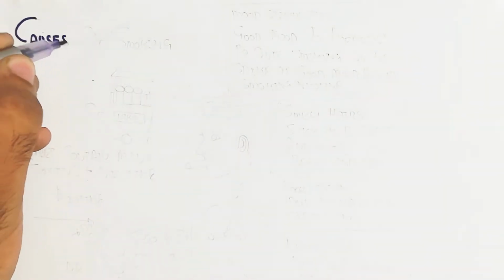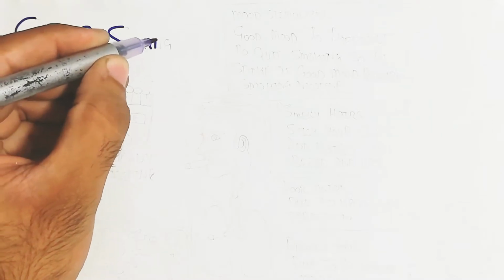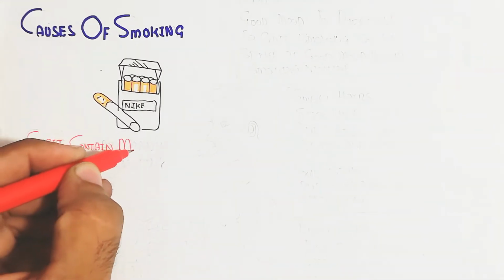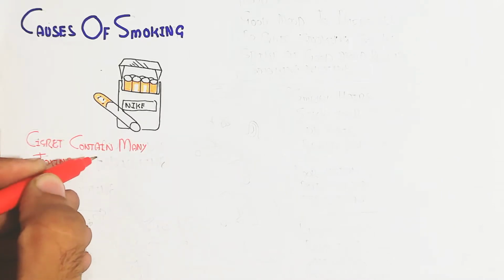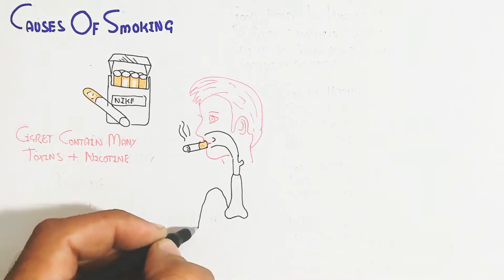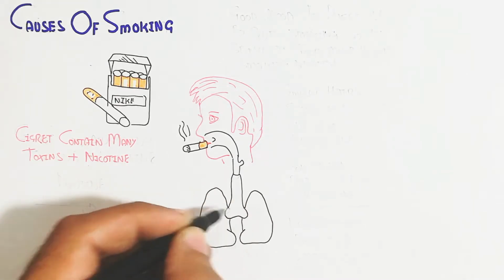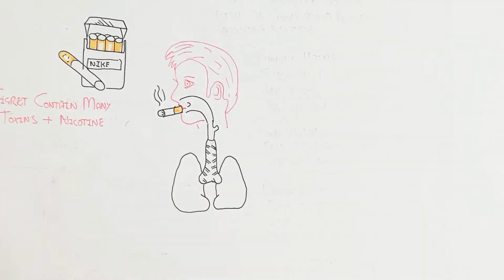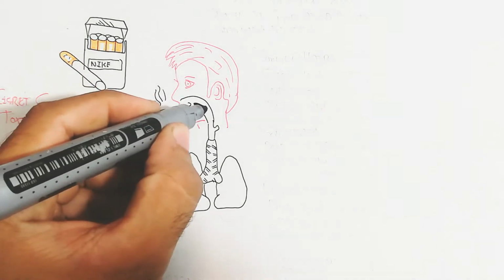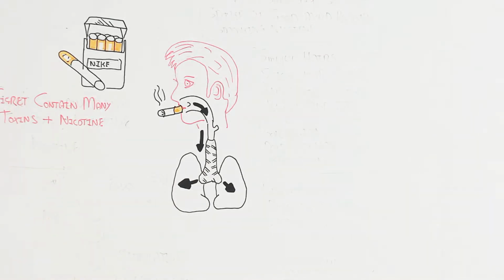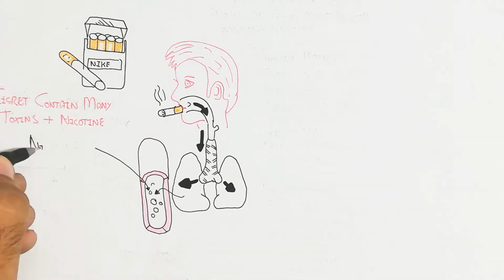Hello, in this video we will learn about the causes of smoking. A cigarette contains different types of toxins as well as nicotine. Not only nicotine but also many toxins. During smoking, the inhalation of the smoke into the lungs causes different complications. So the cigarette contains many toxins plus nicotine.